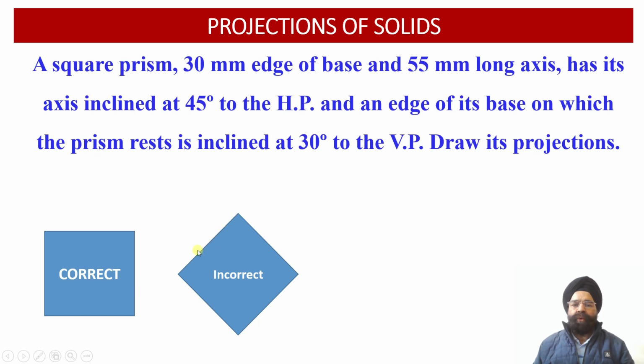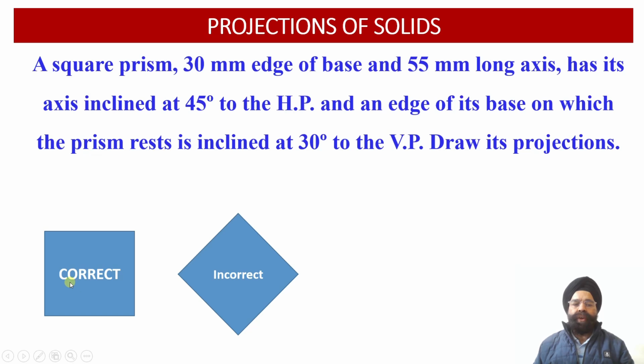If we locate the prism resting on the horizontal plane in this orientation, then if we incline the prism, or incline the axis of the prism, either this way or this way, it will be resting on one of the corners of its base. It will not be resting upon one of the edges of its base on the horizontal plane. So this orientation of the square prism on the horizontal plane is incorrect.